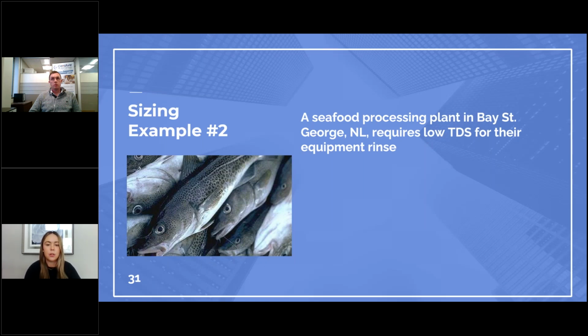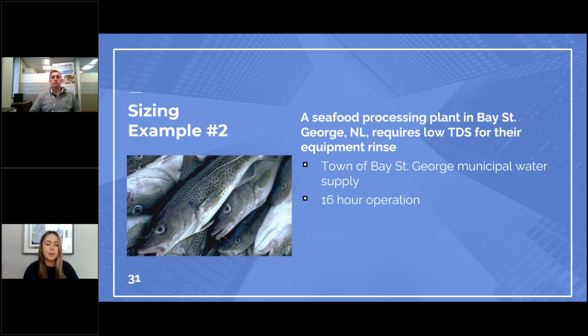This is a little bit larger. A seafood processing plant in the town of Bay St. George, Newfoundland requires low TDS for their equipment rinsing. So the town of Bay St. George municipal water supply is what we're dealing with here. This is only a 16-hour per day operation, so we don't have to worry about continuous operation. We do have some downtime.